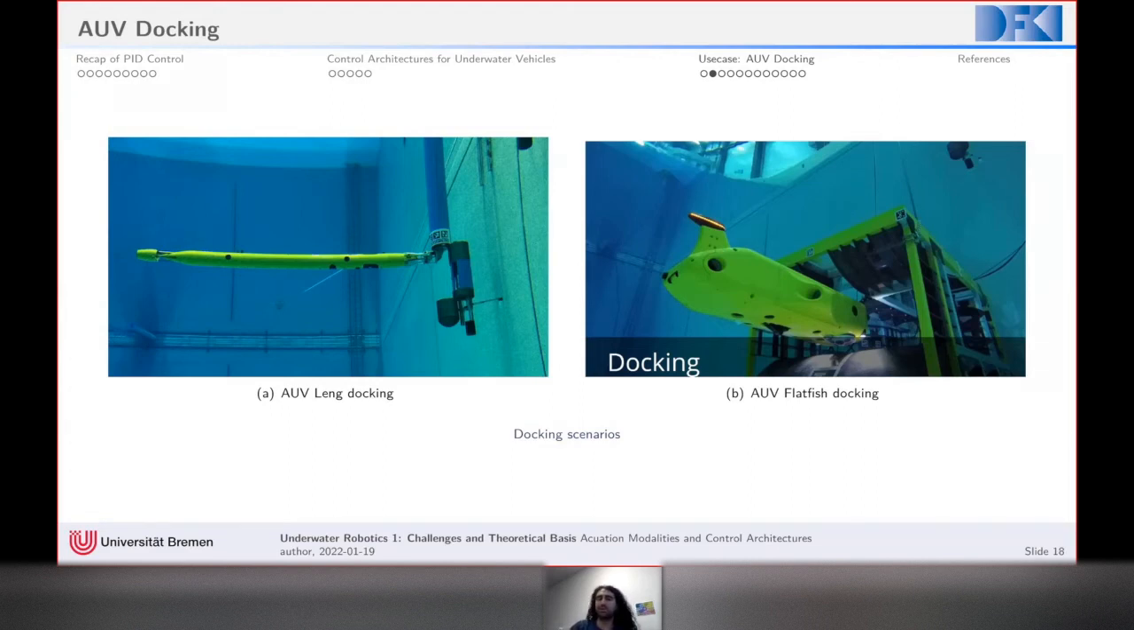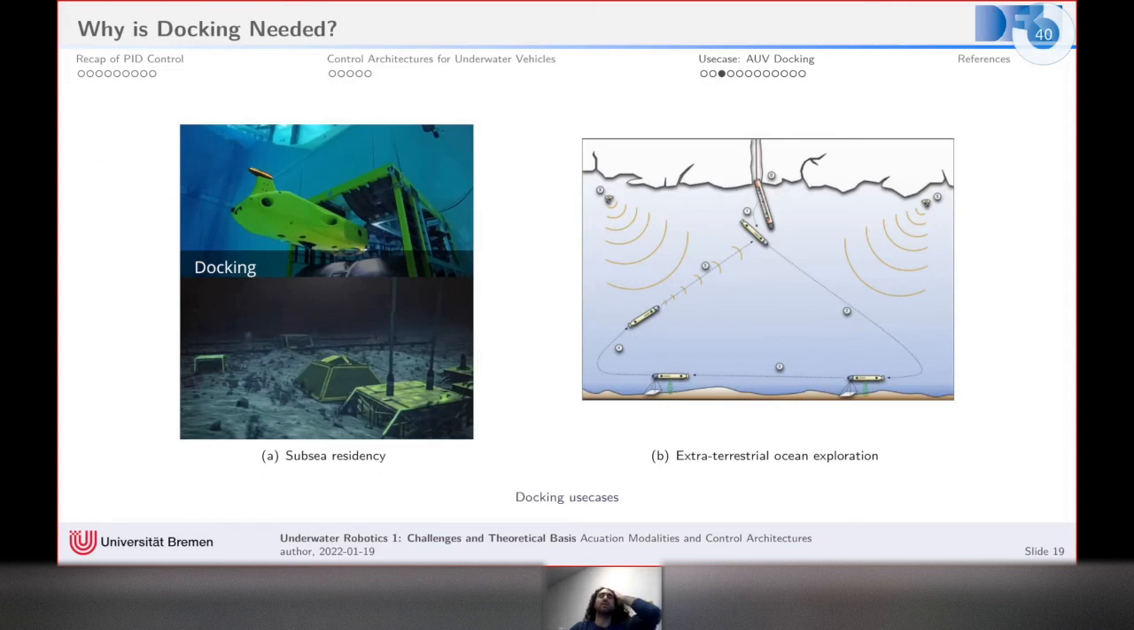So why do we need docking? To have subsea resident AUVs. If we want a vehicle to stay underwater for a longer time, it comes back to this kind of cocoon or cabin, recharges its batteries, downloads new missions, and uploads whatever data it collected.